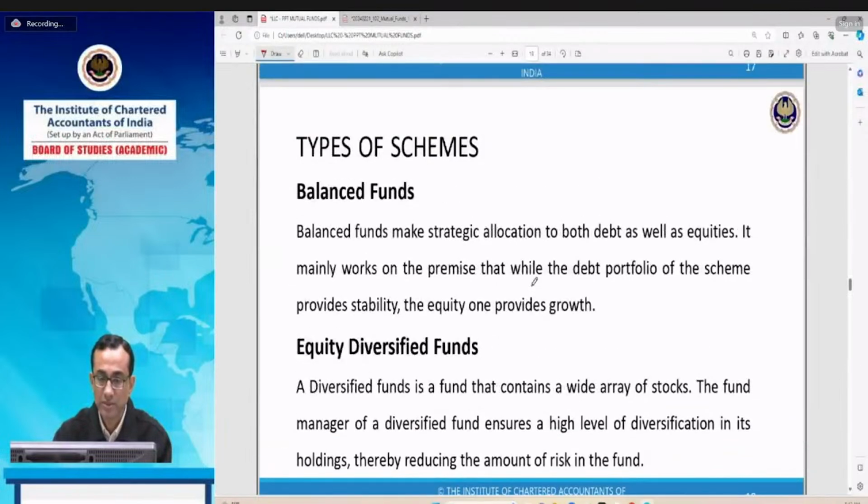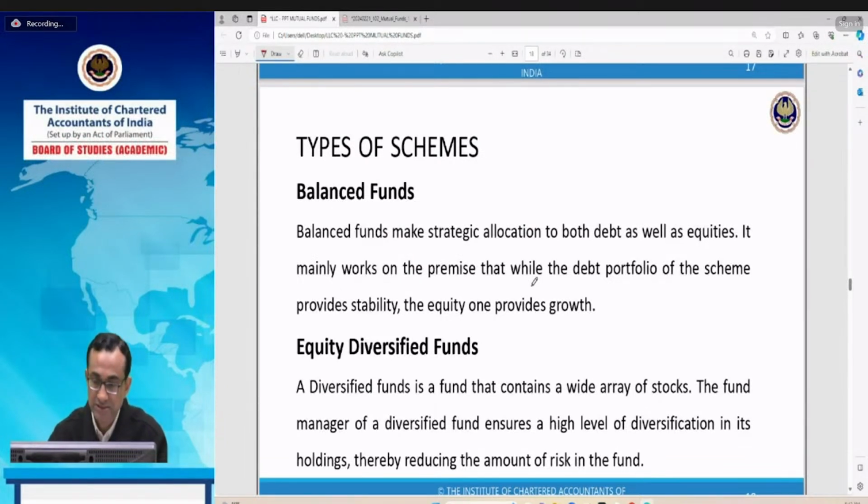Now come to types of schemes. Balanced fund. I was mentioning the balanced fund during my lecture also in the initial slides. Balanced funds means a balance of equity and debt. So any investor who wants to take some amount of risk, but does not want to take too much risk, and is also satisfied with a smaller amount of return because he wants to play safe, in this case the investor invests in a balanced fund.